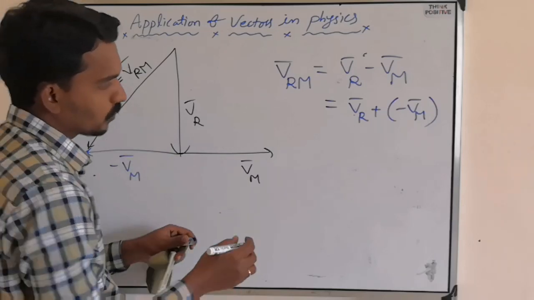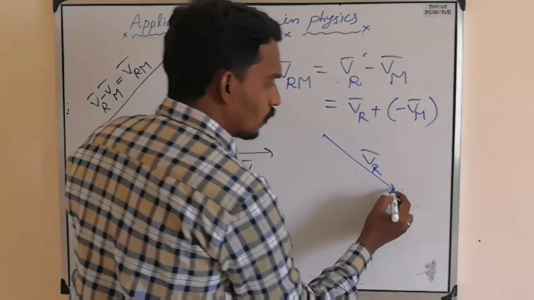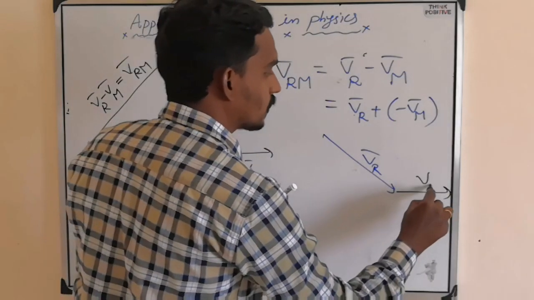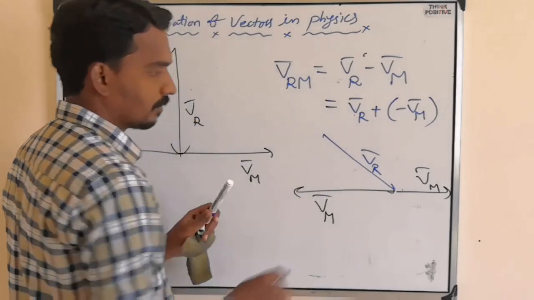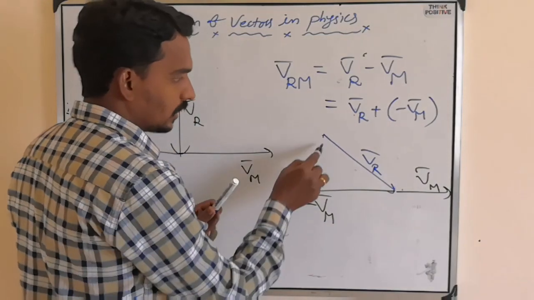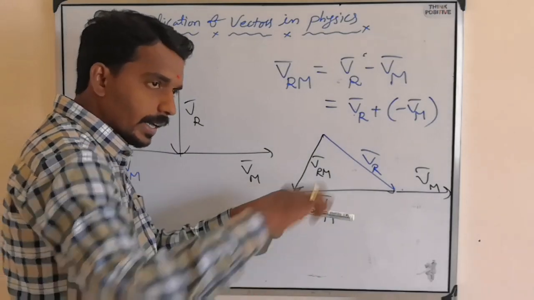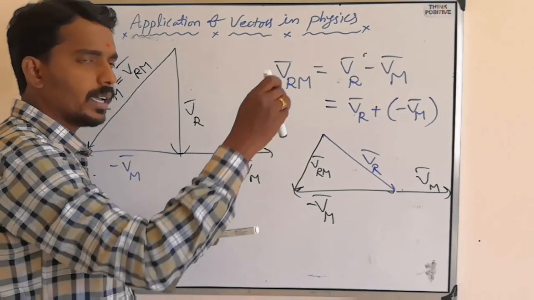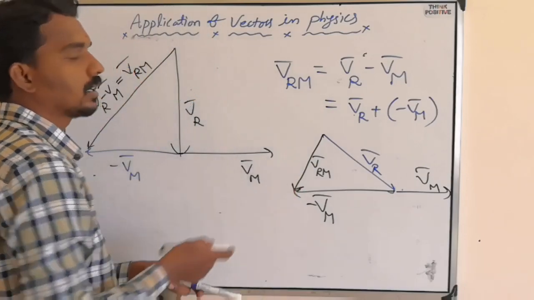Not only this case. Suppose rain is falling like this at some angle. Now you are moving with some greater velocity. This is your velocity. Then this is Vm. Then this is minus Vm. Then this will become Vrm. Again, it will become opposite. You are going like this, it is bending like this. So rain always tries to bend opposite to you because of your velocity.